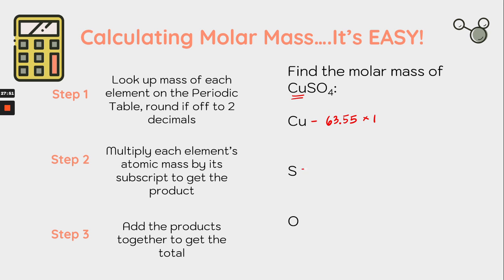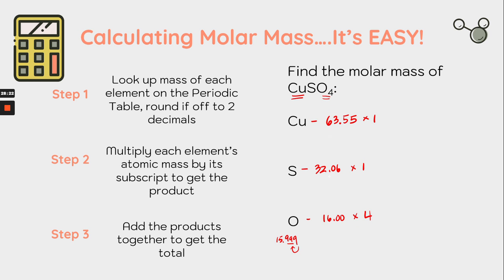And then I look up sulfur. So according to the periodic table, I have 32.06, and according to the formula, I have 1. Now, oxygen on the periodic table, I'm going to write it right here. On my periodic table, it says 15.999. I need 2 decimal places, so this rounds up to 16.00. And according to the formula up here, I have 4 oxygens.